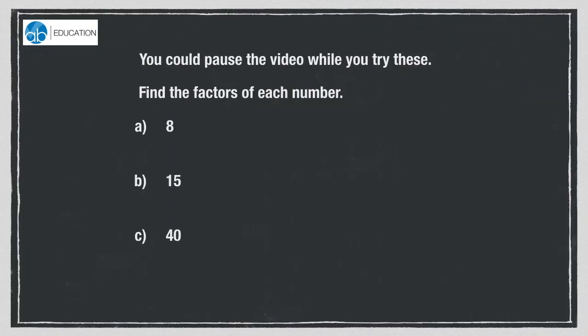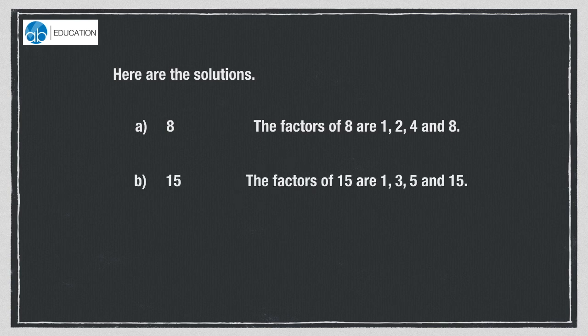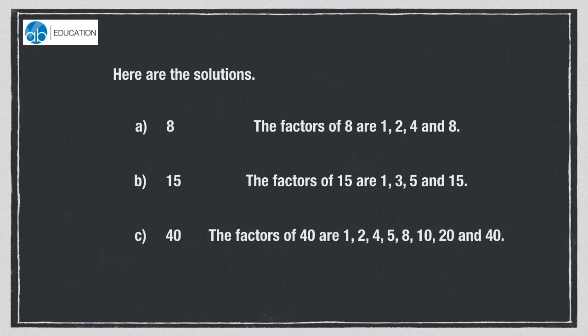You could pause the video while you find the factors of each number. And here are the answers. The factors of 8 are 1, 2, 4 and 8. The factors of 15 are 1, 3, 5 and 15. The factors of 40 are 1, 2, 4, 5, 8, 10, 20 and 40.